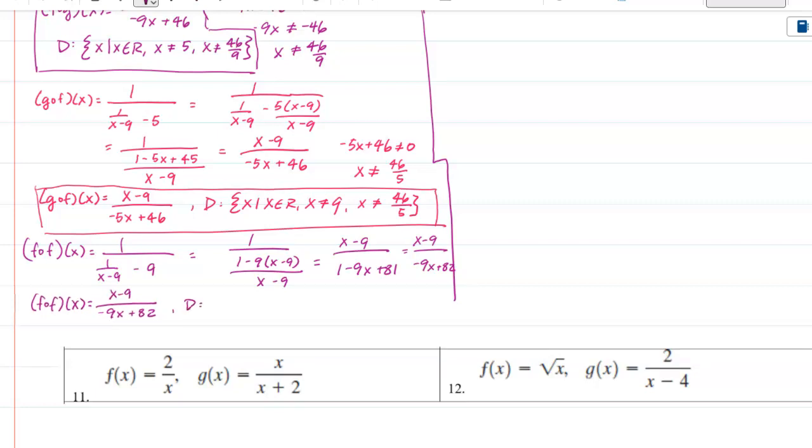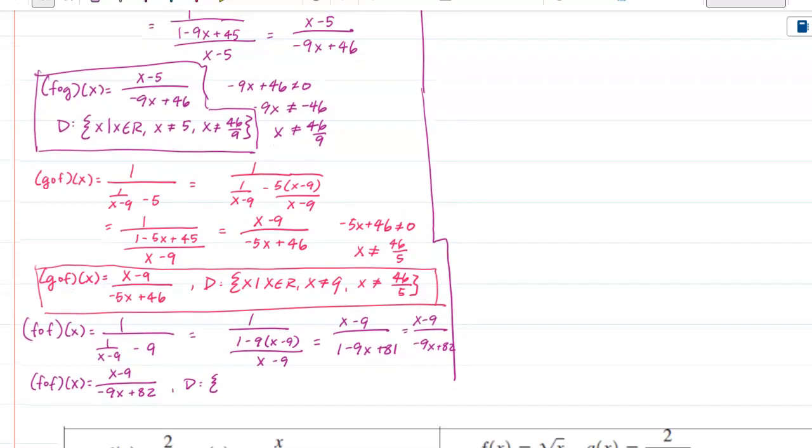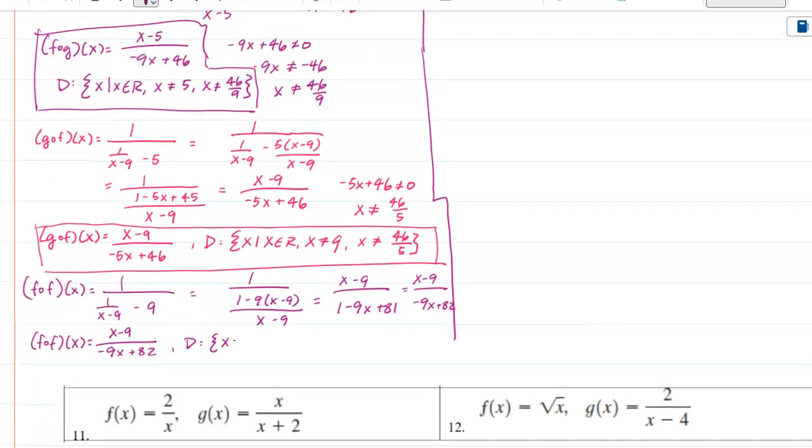The domain is going to restrict the input function's restriction, which was f. So f was x could not be 9. x such that x is an element of all real numbers. x can't be 9. x cannot be this denominator either. See, 82, is it divisible by 9? Nope. It's not divisible by 3 either. 10, nope. So x cannot be 82 over 9.